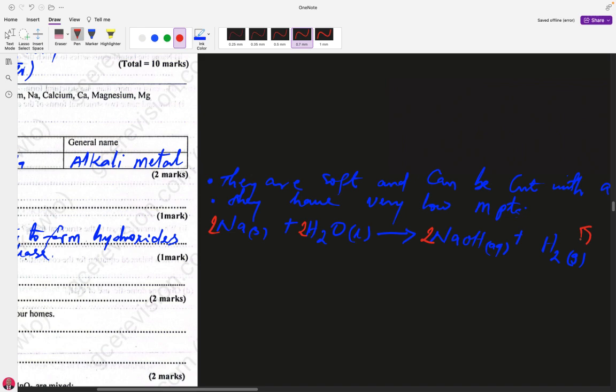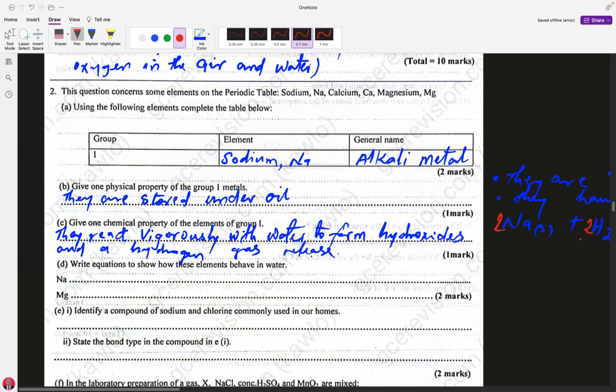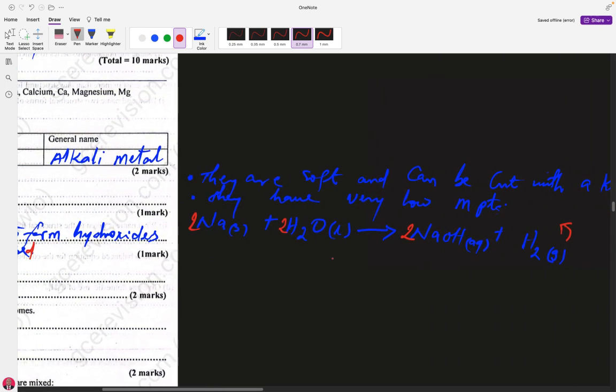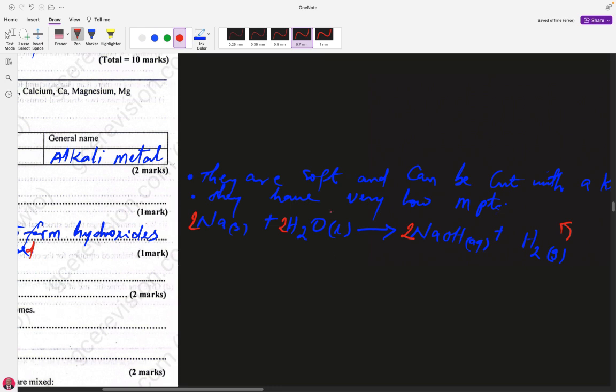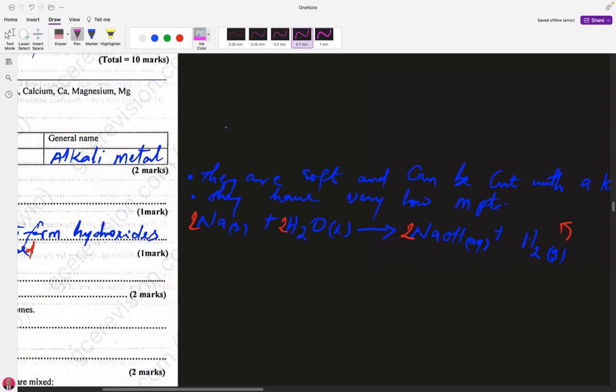So that is what you are supposed to do at the A level. But now you have only been asked to give the property. So you can say they react vigorously with water to form hydroxides or alkali, and hydrogen gas is released. Good. Now, the D part of it. Generally, it may not only be sodium. You can use a general equation, which you can use in writing it for all metals that react with water. You can say generally.